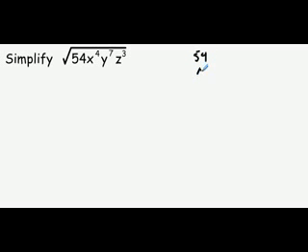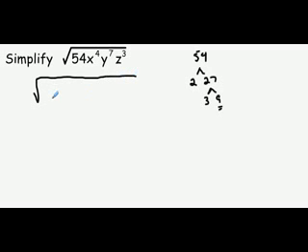54 can be split as 2 times 27. Neither of those are perfect squares, but 27 is divisible as 3 times 9. And we know that 9 is a perfect square factor. Multiplying the 2 and 3 back together, we can say that underneath our radical, we currently have, for the number, 9 times 6.